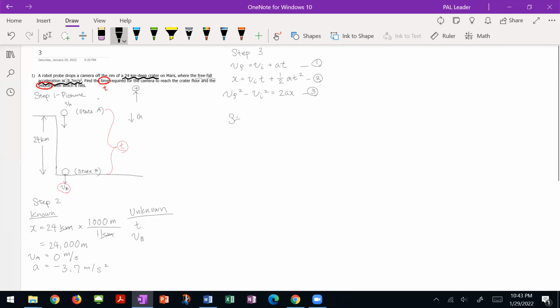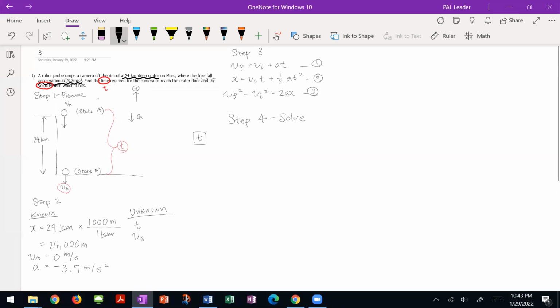So step 4 would be to solve. We are asked to find 2 things right here. You want to look for t first, how long it took our camera to go from state A to state B. So I'm going to look at our equations and see which one I want to use. I immediately know I do not want to use number 3 because it doesn't even include time in it. I can't use number 3.